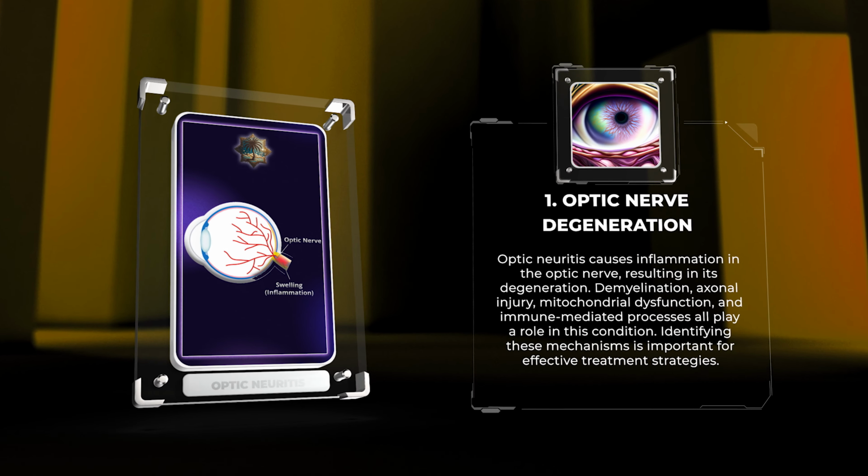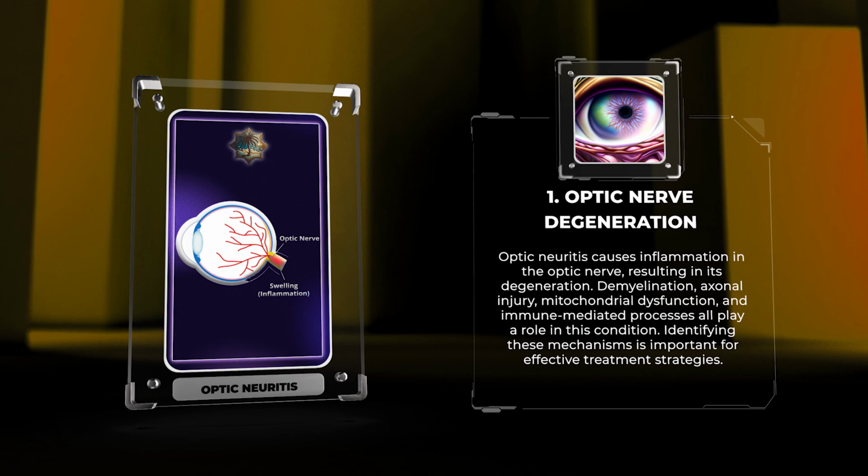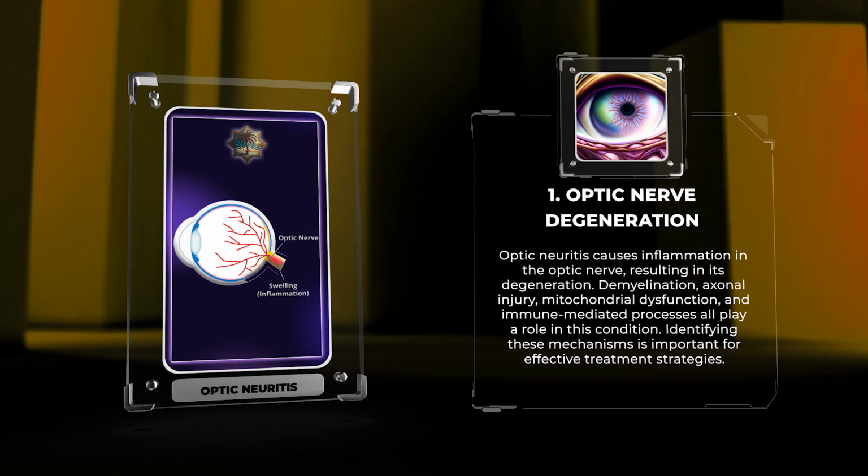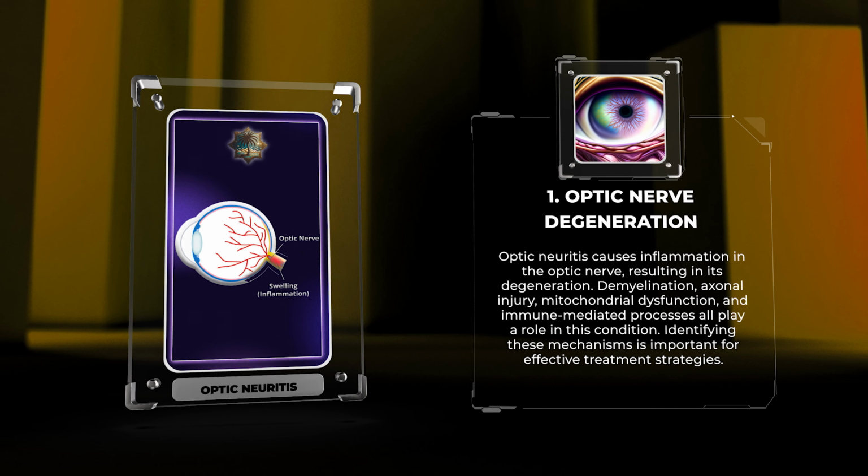Demyelination, axonal injury, mitochondrial dysfunction, and immune-mediated processes all play a role in this condition. Identifying these mechanisms is important for effective treatment strategies.